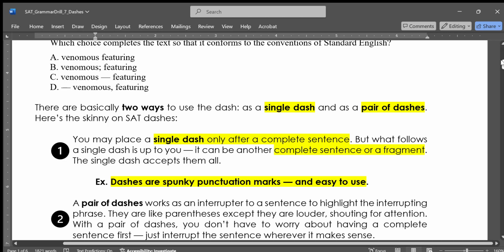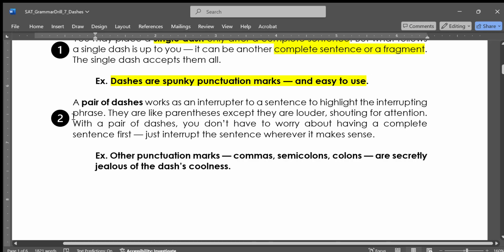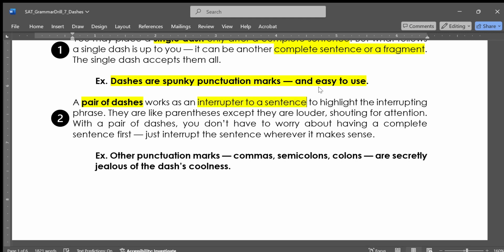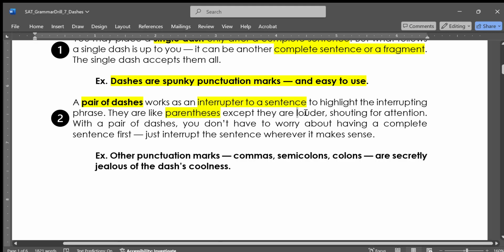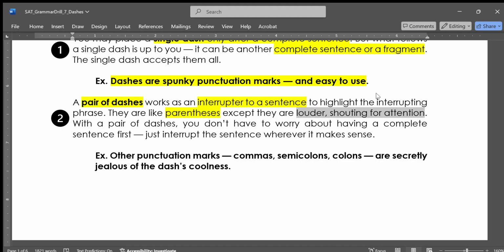Now, the other way of using a dash is using a pair of dashes. We use a pair of dashes as sort of like an interrupter in the middle of that sentence. The reason we do that is they highlight something in the sentence. There are other ways of highlighting things in a sentence, like parentheses, but parentheses are kind of quiet, whereas a dash is loud and really shouts for attention. Think of the pair of dashes as almost shouting for attention to whatever you put in between them.